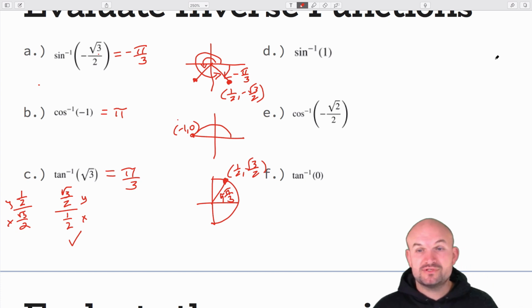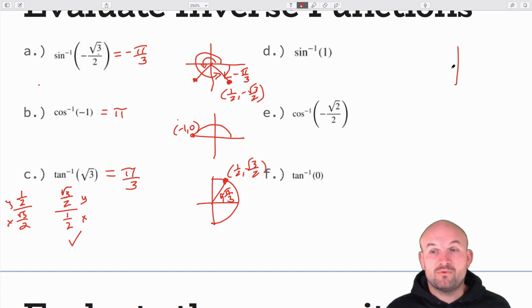Sine inverse of 1. So again, that's when what angle makes the y coordinate 1? Well, that's going to be up here. Remember, it has to be between negative pi halves and pi halves. So that's 0, 1. So you can see that angle is pi halves.